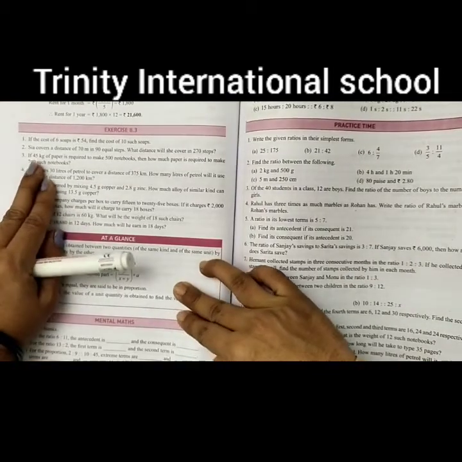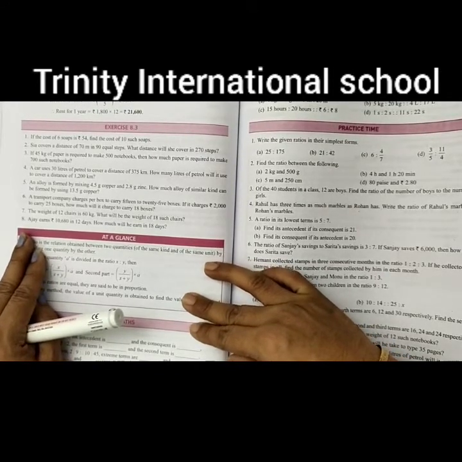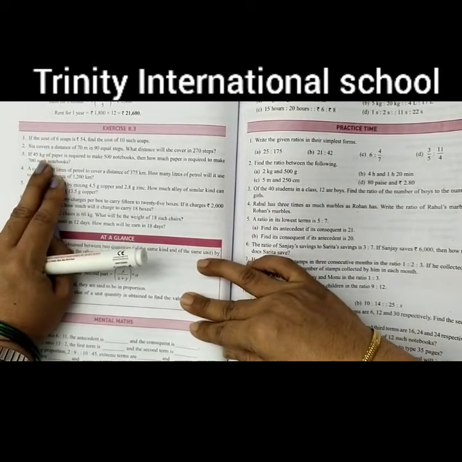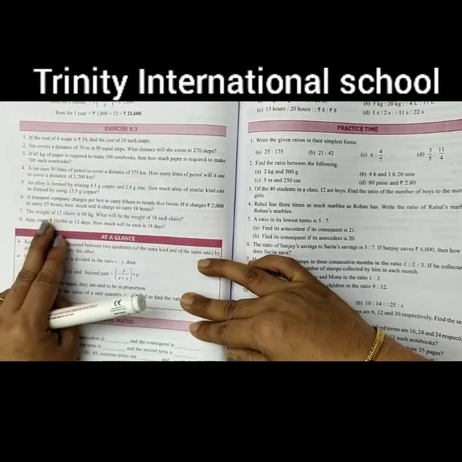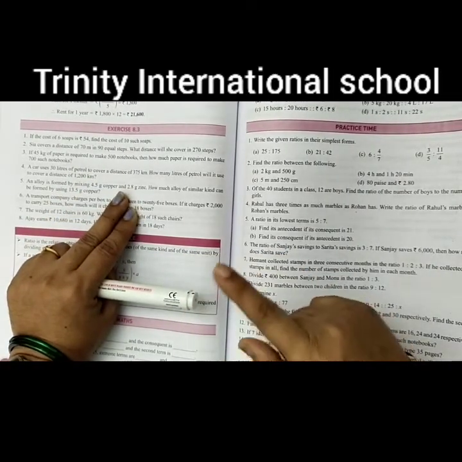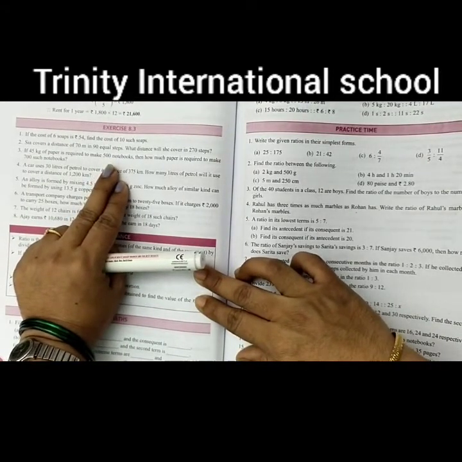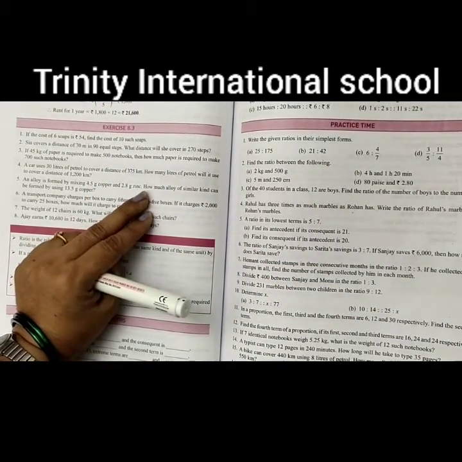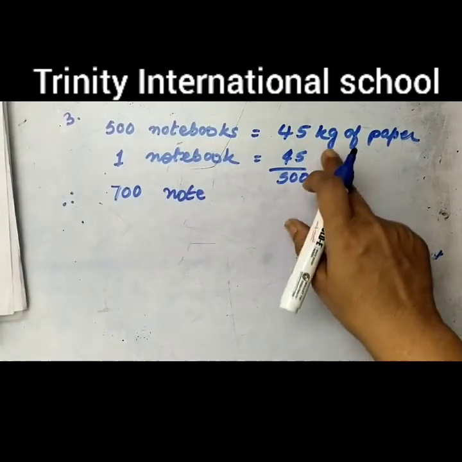Then the third question, see: if 45 kg of paper is required to make 500 notebooks, then how much paper is required to make 700 such notebooks? So what you will write? For 500 notebooks, 45 kg of paper is required. So for one notebook, how much paper is required? एक notebook के लिए कितना paper चाहिए? So that will be your 500 upon 45. Okay, sorry, I have written the statement wrongly. I told you 500 divided by 45.